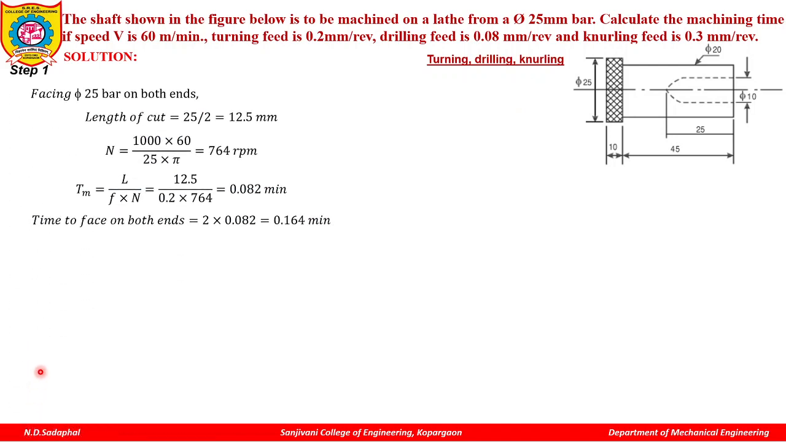Now we have to ensure here, whenever a raw material is given, see the length of this workpiece is 45 mm and 10 mm, so it is total 55 mm. So whenever raw material is given, its length is always more than the final workpiece.